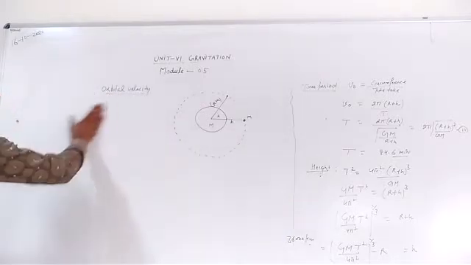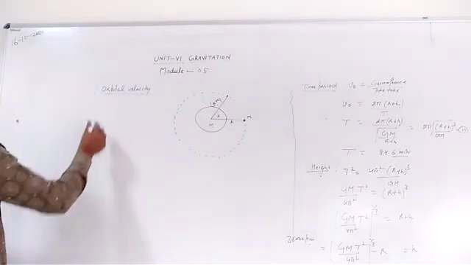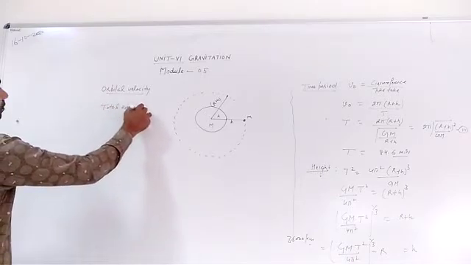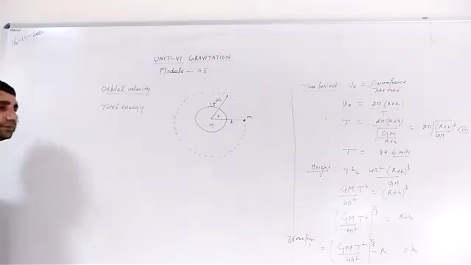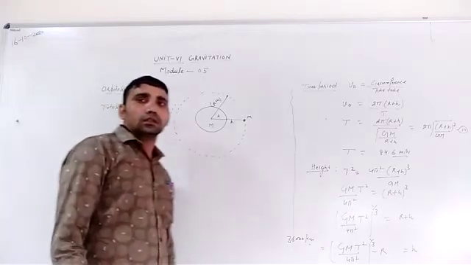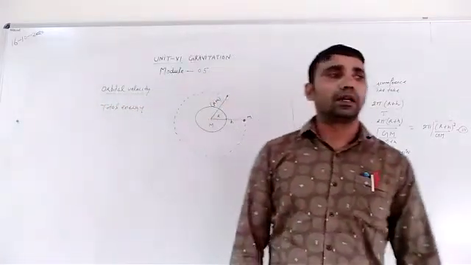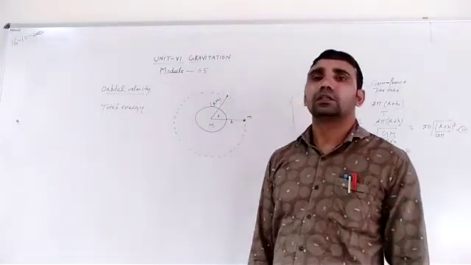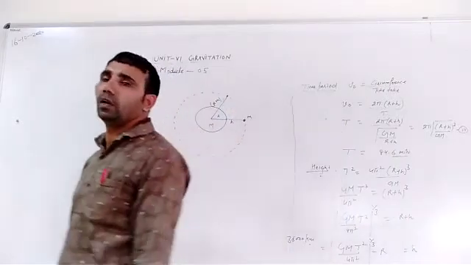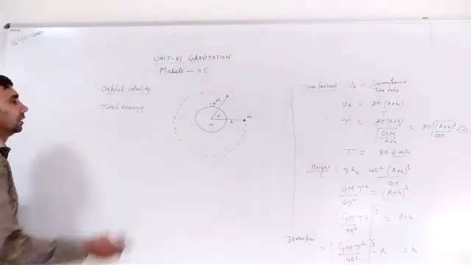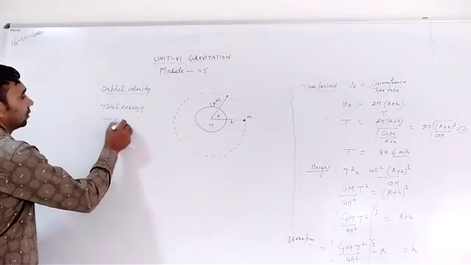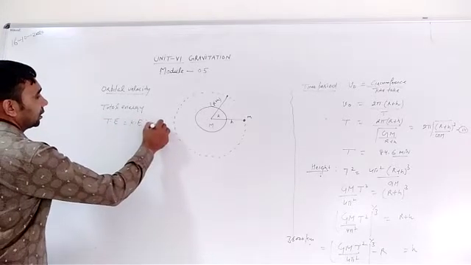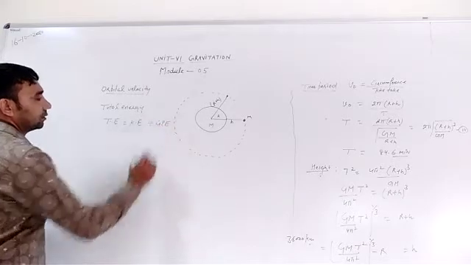Total energy. Total energy means the sum of kinetic energy plus gravitational potential energy. The sum of these two energies gives the total energy of the satellite. Total energy is kinetic energy plus gravitational potential energy.